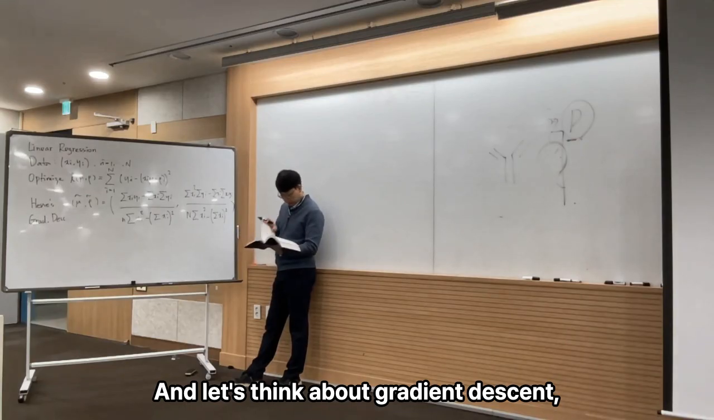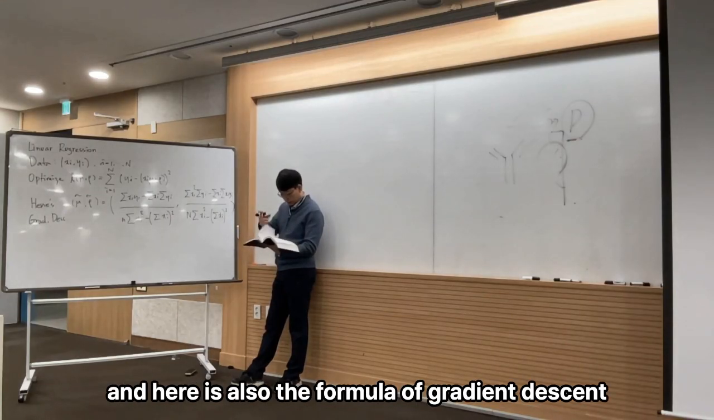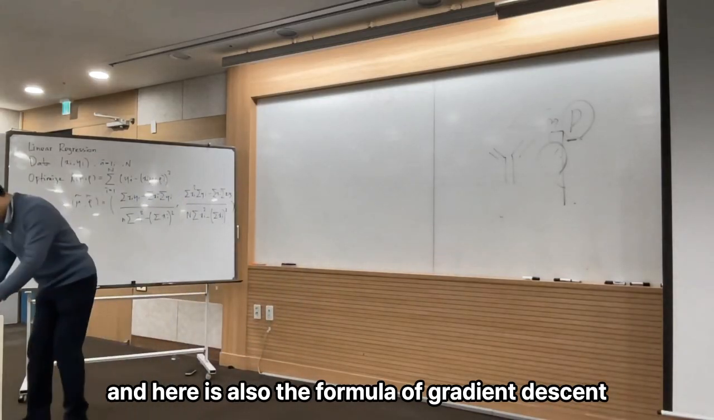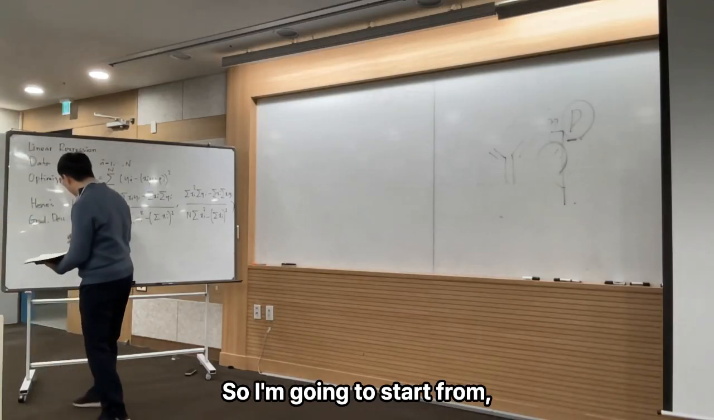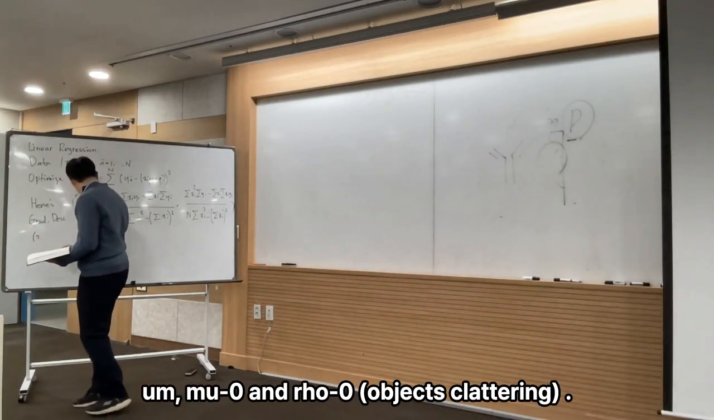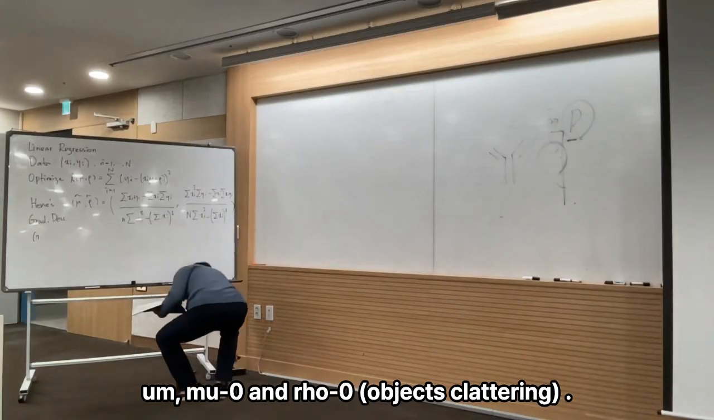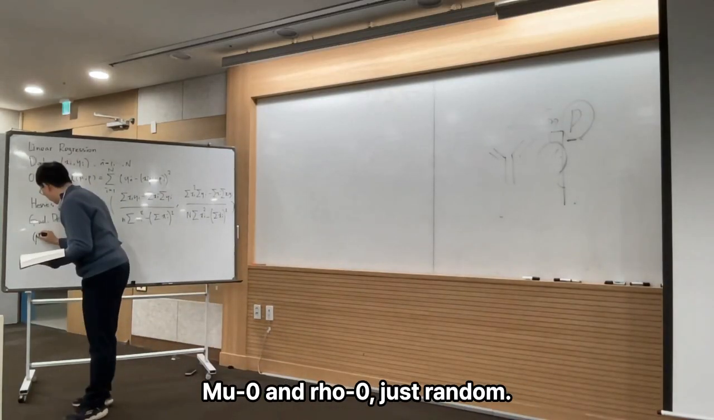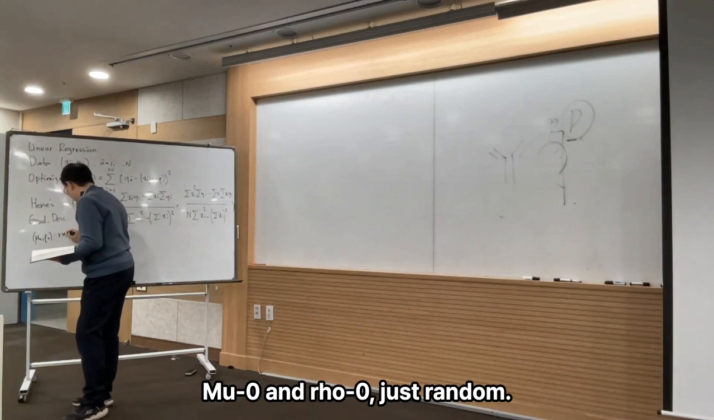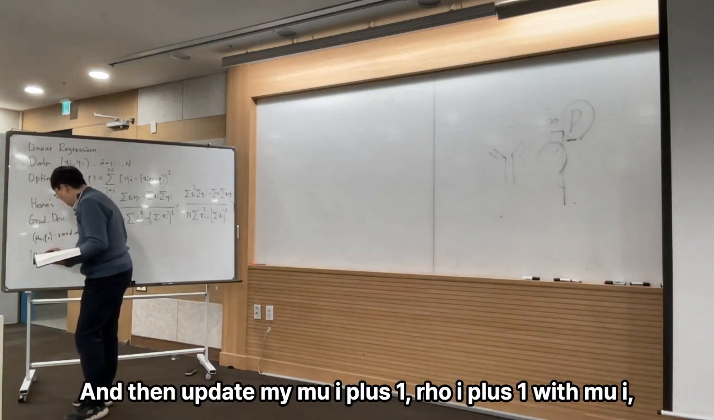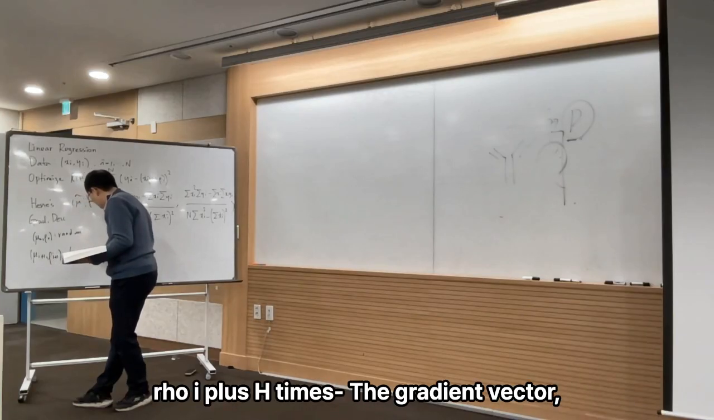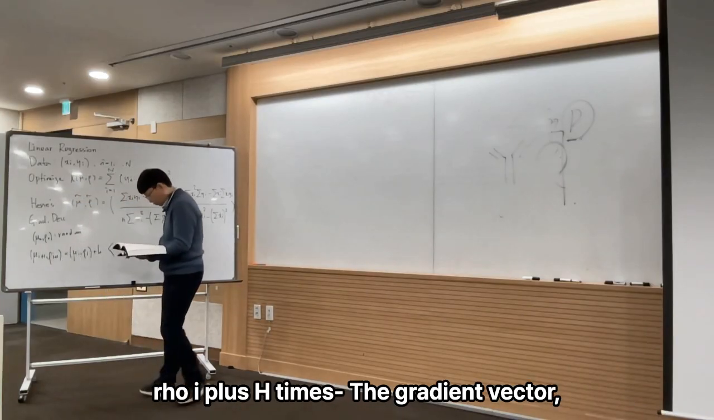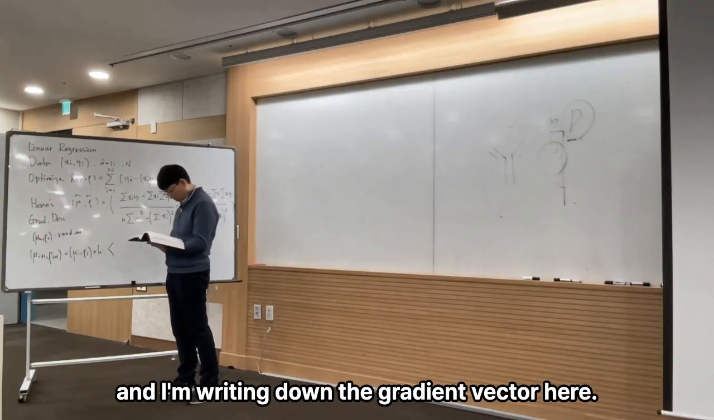And let's think about the gradient descent. And here is also the formula of gradient descent to find that. So I'm going to start from mu 0 and rho 0, just random. And then update my mu i plus 1, rho i plus 1 with mu i, rho i plus h times the gradient vector. And I'm writing down the gradient vector here.